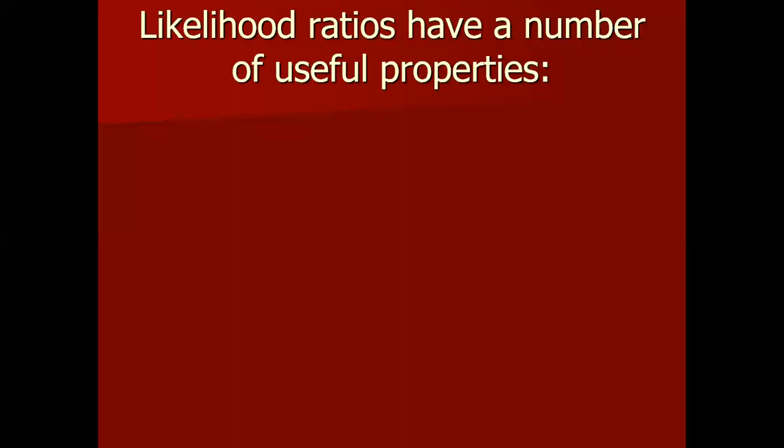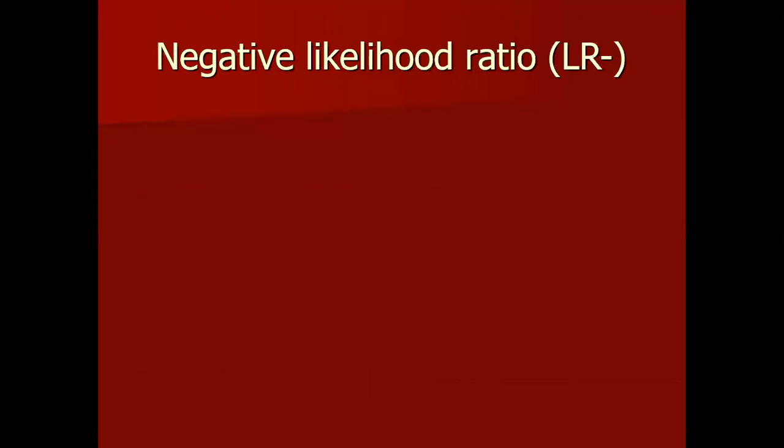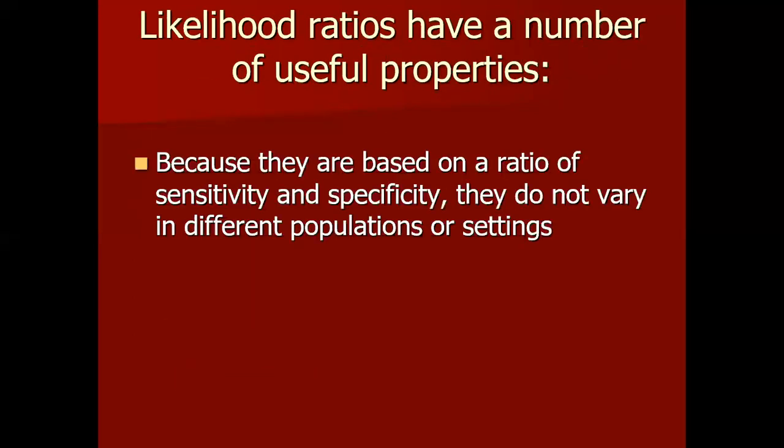Now, the good thing about likelihood ratios is they're based on sensitivity and specificity, as we saw in the last two slides. We work them out from sensitivity and specificity, likelihood ratios, both negative and positive. So one of the benefits of them is because they're based on a ratio, it doesn't vary in different populations or settings. What I would say is the predictive values vary based on the population you use, because predictive values vary with the prevalence of disease.